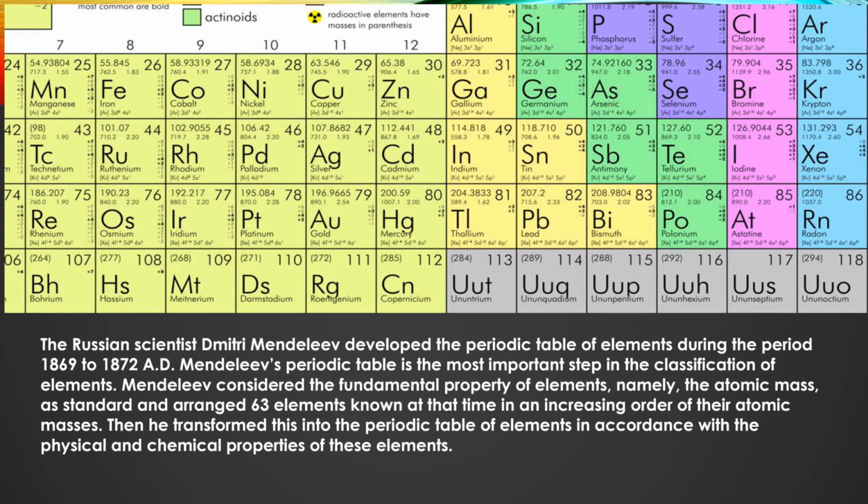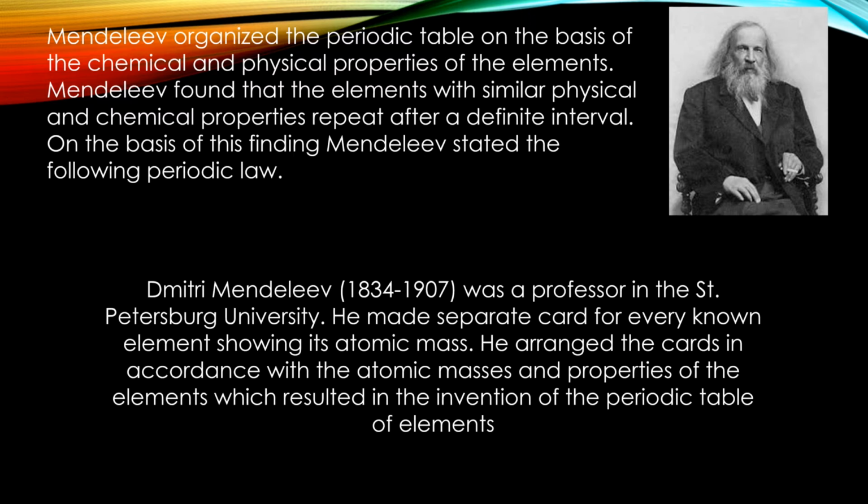Then he transformed this into a periodic table of elements in accordance with the physical and chemical properties of these elements. Mendeleev found that elements with similar physical and chemical properties repeat after a definite interval. On the basis of this finding, Mendeleev stated the following periodic law. Physical and chemical properties of elements are a periodic function of their atomic masses.